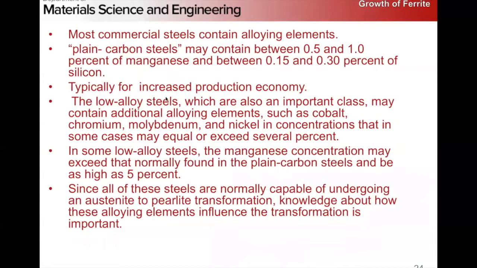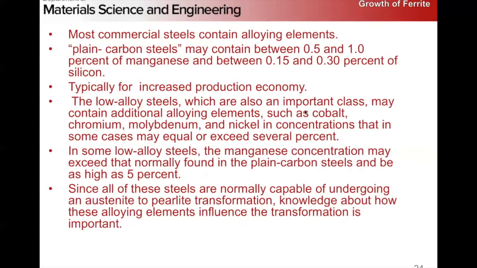So as I mentioned before, most of our commercial steels are going to contain alloying elements. Plain carbon steels contain anywhere between 0.5% and 1% manganese, and a little less than 0.5% of carbon. And these are a lot of times for production economy, right? And we want strengthening and to suck up oxygen.